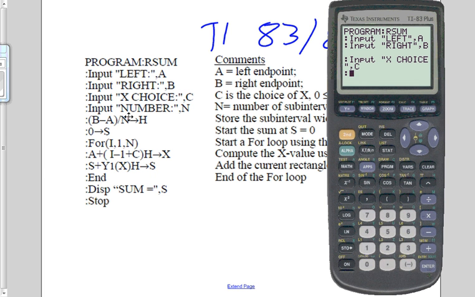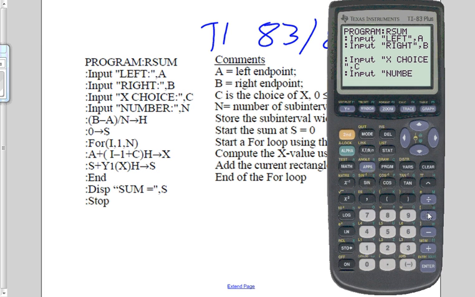The next thing that we're doing is we're going to determine the width of our subintervals. So if I have my right bound and my left bound, b minus a, that's the distance between them, divided by, oh wait, I got ahead of myself. Now we need to input the number of subintervals that we want. So, program, input, output, let's alpha lock it, we want to input the number, and the number is our n value, how many subintervals we're going to have.